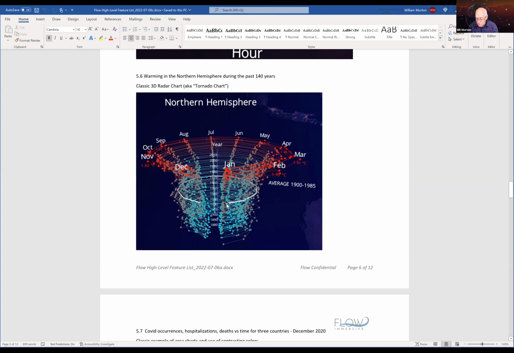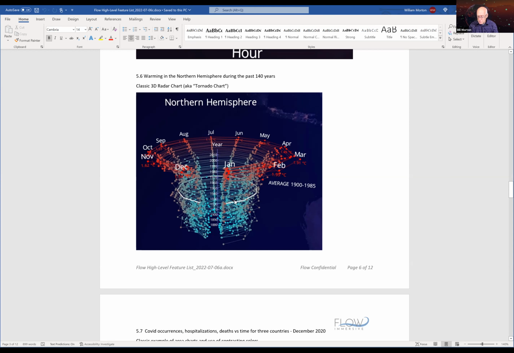So, here we've got January, February, March, etc. So this once again shows two of the three dimensions are devoted to time, in this case, year and month. And what this chart shows is the average temperature taken in the northern hemisphere for each and every month, for each and every year, going back to 1880. And kind of an average of all this occurred in like 1985, I think it was. That's this white line. That's just a reference point.